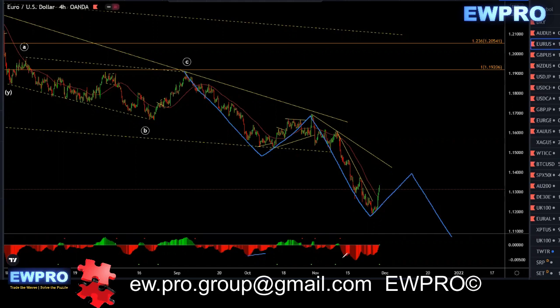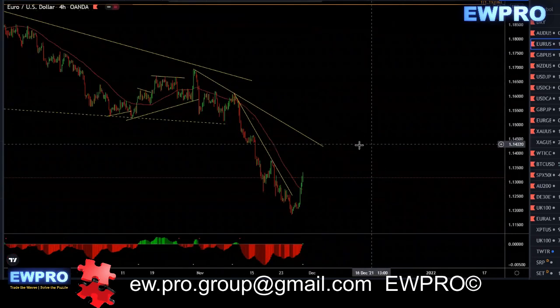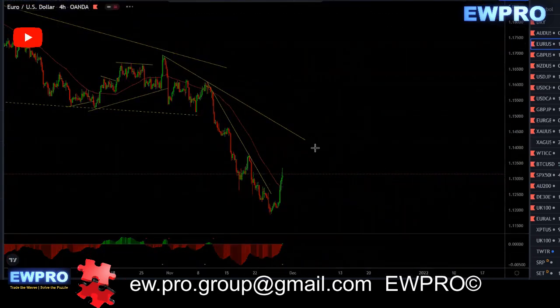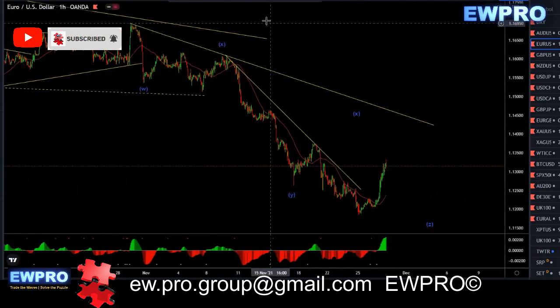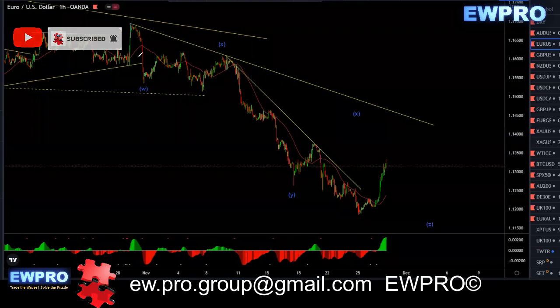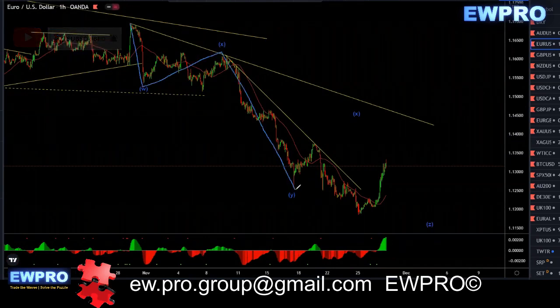We don't have any bullish divergence. So you really have to wait for the correction. If you get a buy setup, see, on the H1, I'm looking at WXY, and we're looking for that X2.